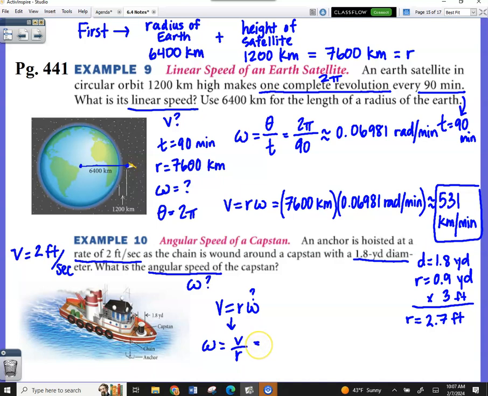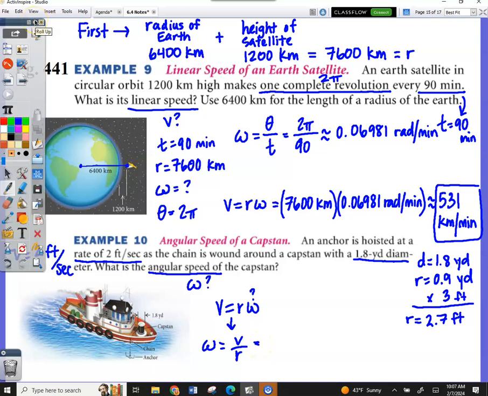V, let's remember what I said. Write out your units of measurement, because then in the end it's easier to know what the unit of measurement is. V was 2 feet per second, and R was 2.7 feet. This is also when you would realize, if you forgot to convert to feet, oh snap, one's yards, one's feet. So go to your calculator and do 2 divided by 2.7. I went to 4 decimal places. Tell me if you get this.